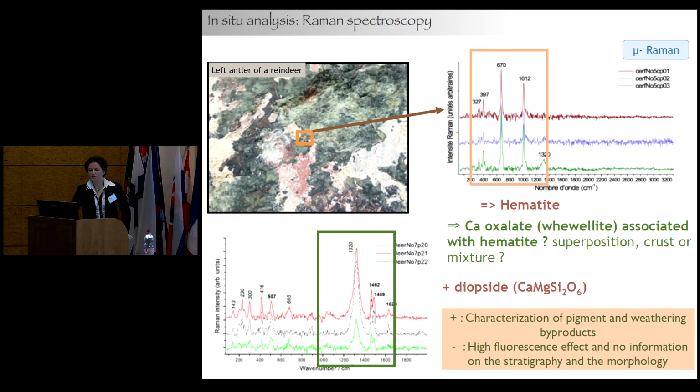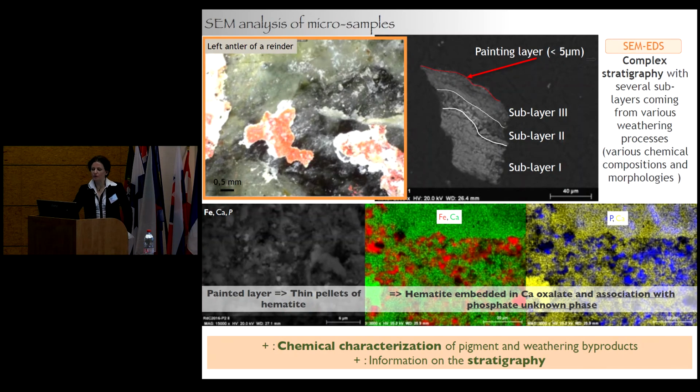We also try to make a Raman spectroscopy directly in situ, which reveals the presence of hematite, but also, from this crust, the calcium oxalate. But we don't have any information about the stratigraphy, and the high fluorescence effect due to organic compounds prevents really understanding, and it's not systematic in the results obtained with the micro-Raman. So we need to go further and try to understand this stratigraphy thanks to the analysis of microsamples.